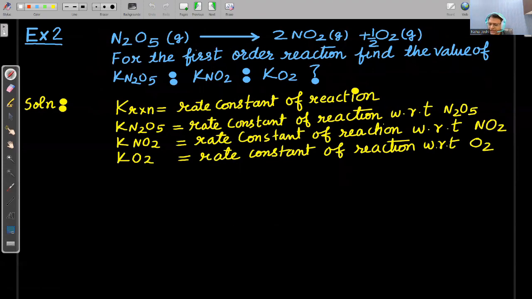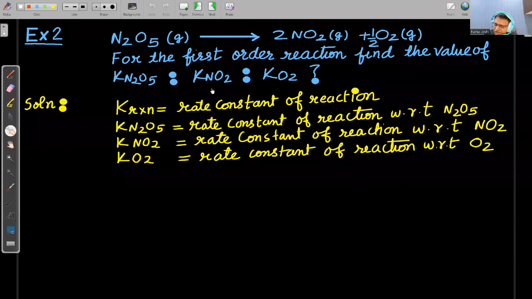There is another example. We are going to discuss example number 2. Let me read the question first. N2O5 in gaseous state is converted into 2 times of NO2 in gaseous state plus half of O2 in gaseous state. For the first order reaction, find the value of rate constant with respect to N2O5 is to rate constant of reaction with respect to NO2 is to rate constant of the reaction with respect to O2.